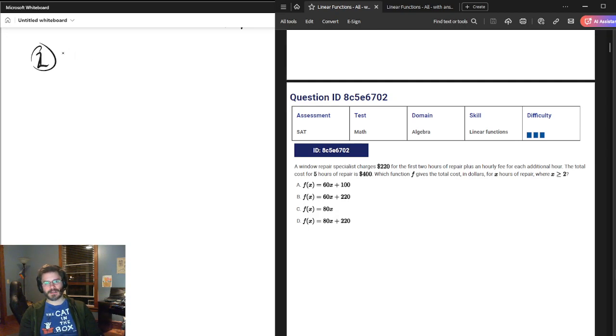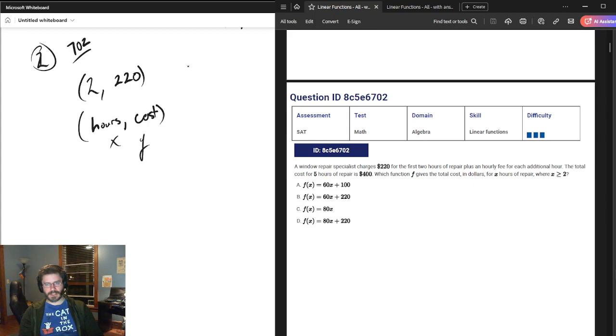So all of our answer choices are linear functions this time. This question 2, ending code 702. We got 220 for the first 2 hours. Total cost of 5 hours is 400. So we should understand those to be XY coordinate points. So it was 2 hours for 220. So we should understand this to be like hours, comma, cost as our X and Y coordinate points.